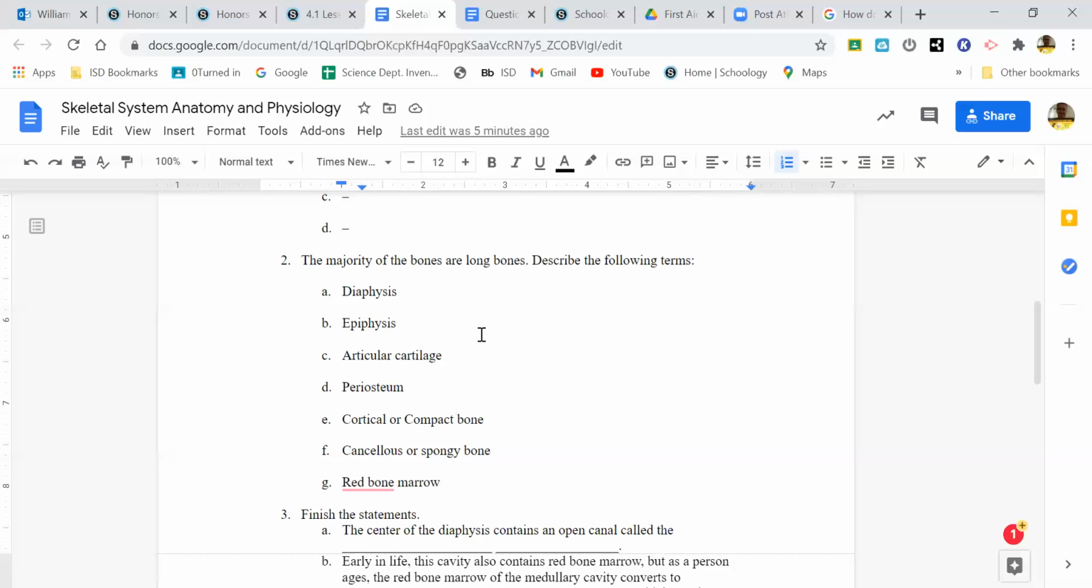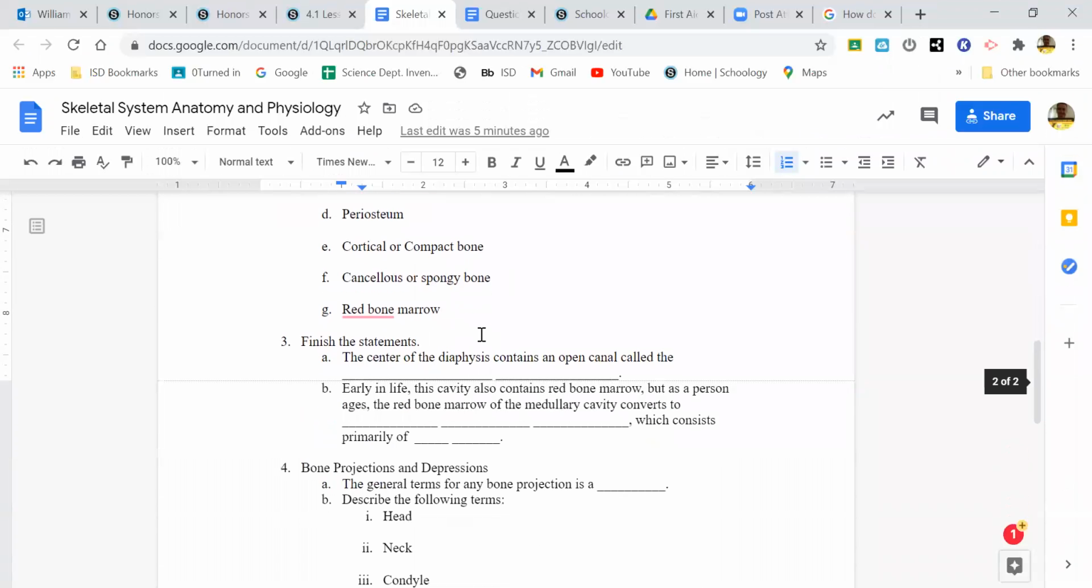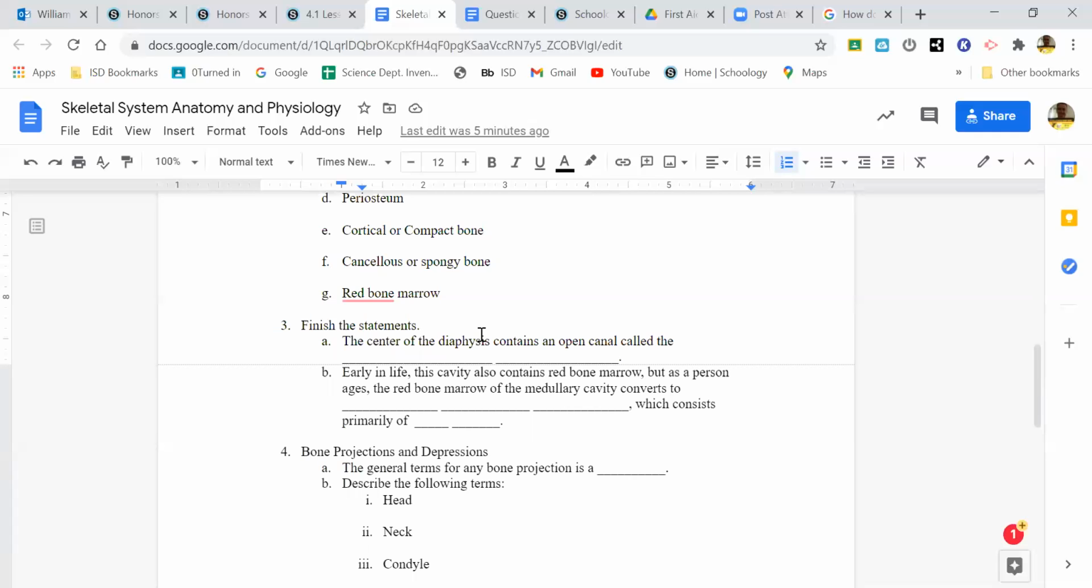The red bone marrow manufactures most of the blood cells and is found in some parts of all bones. Any questions on number 2? No. All right, so number 3.